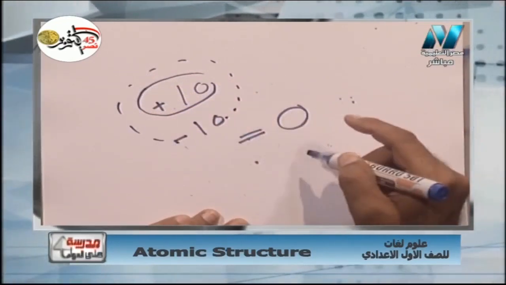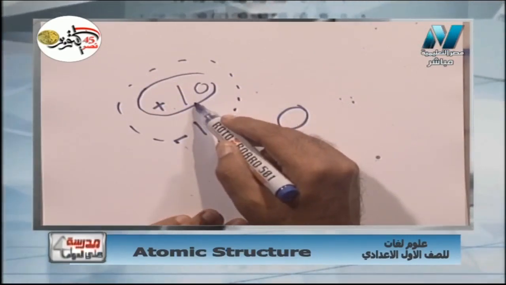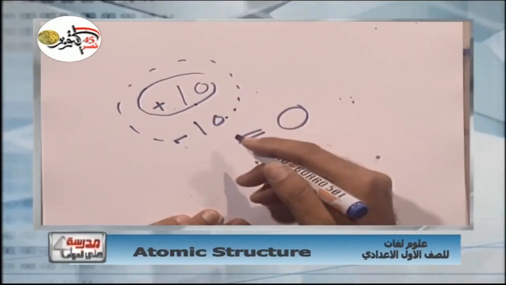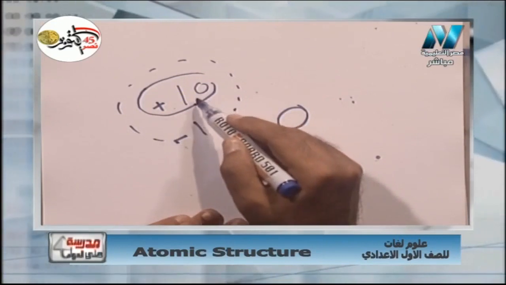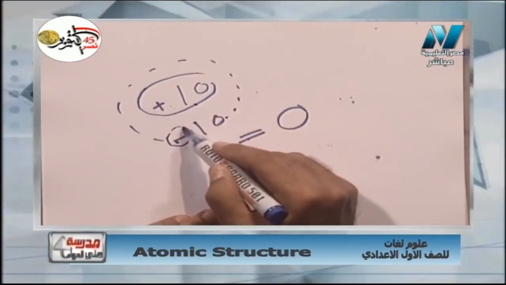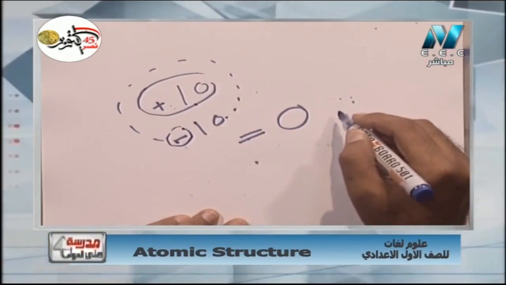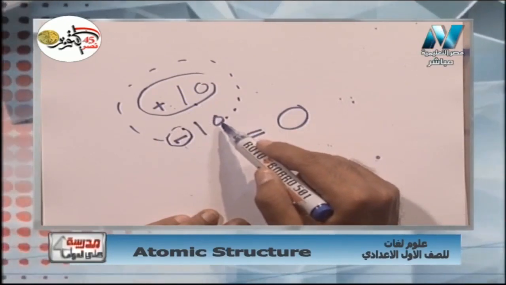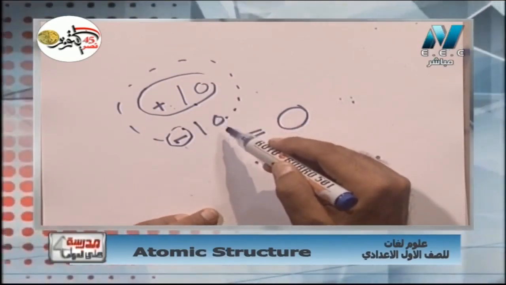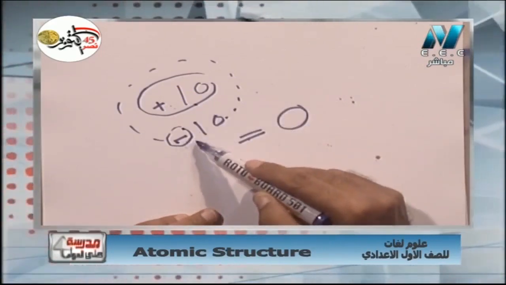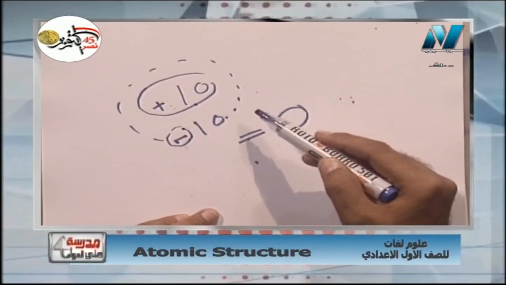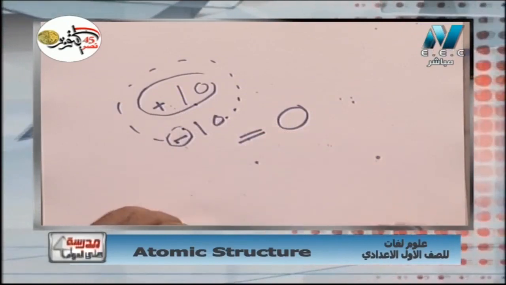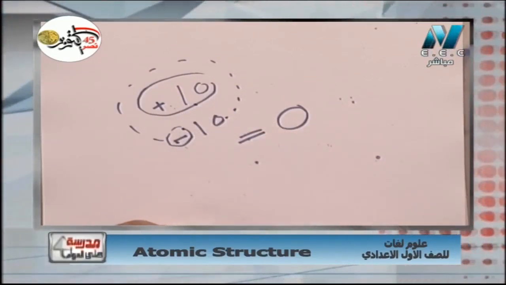As an atom, not the nucleus. The nucleus has positive charge, but the atom is neutral. It's not charged. Why? Because the number of positive protons equals the number of negative electrons. If it is an atom, the positive protons equal the negative electrons, so it is electrically neutral. But if the electrons are less than protons, it's not an atom. If electrons are more than protons, it's not an atom. It's called an ion.